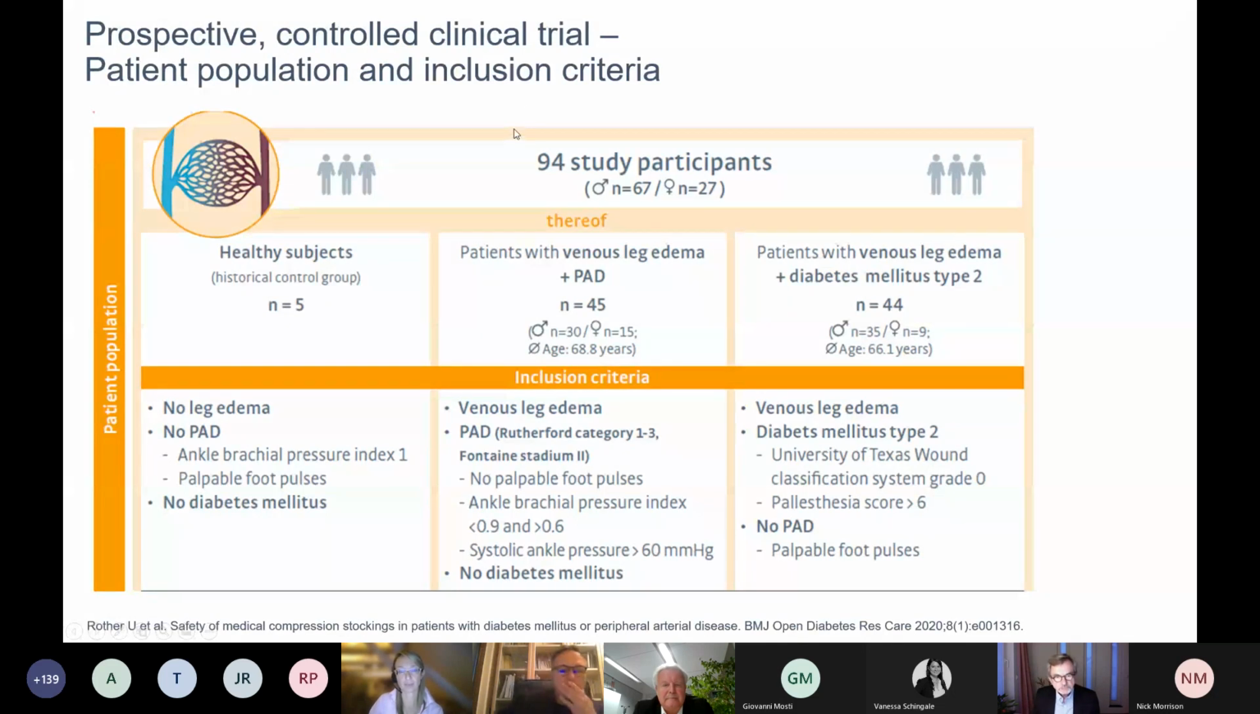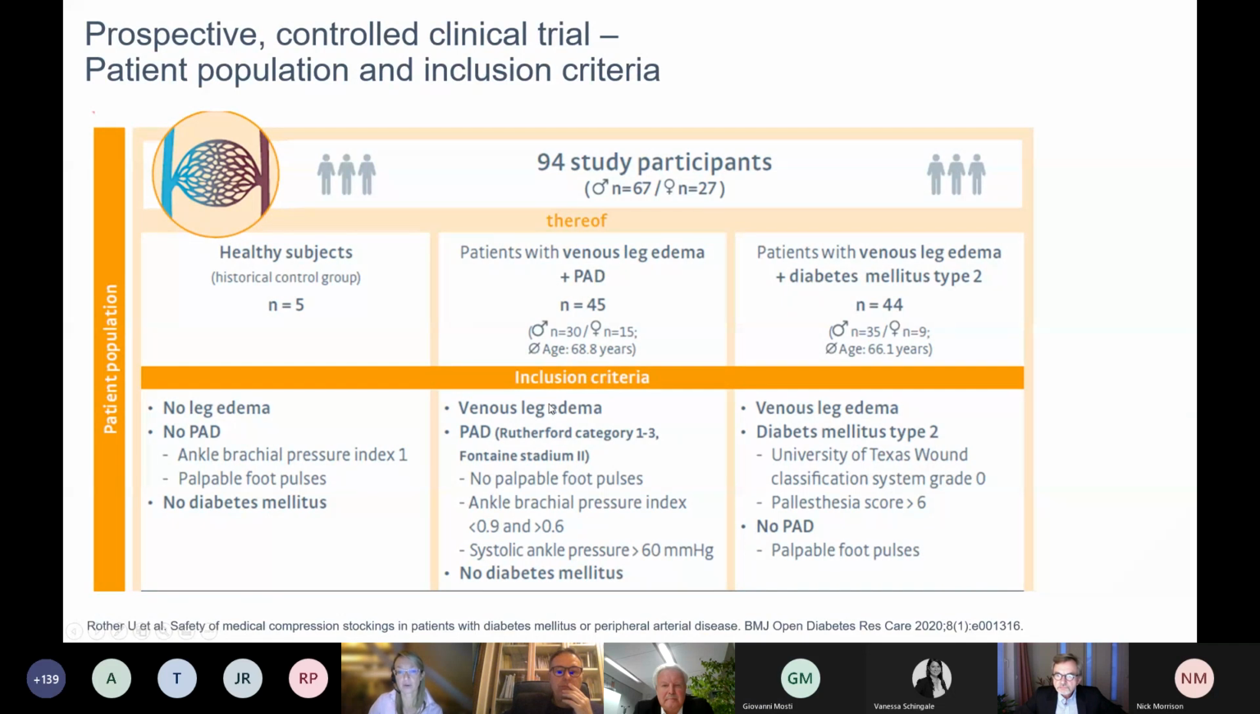inclusion criteria. So we nearly included 100 study participants, and we also included a control group with healthy subjects, because we were interested in what happened under compression in these healthy subjects in comparison to patients with a chronic venous disorder, so with a venous leg edema plus PAD.